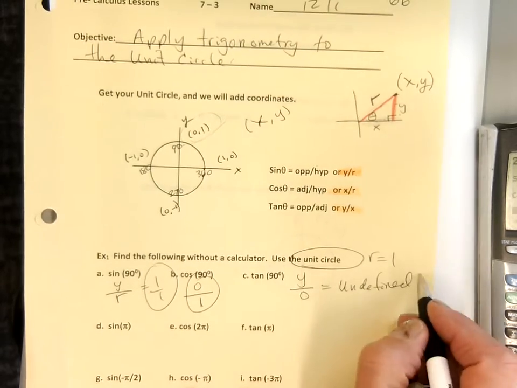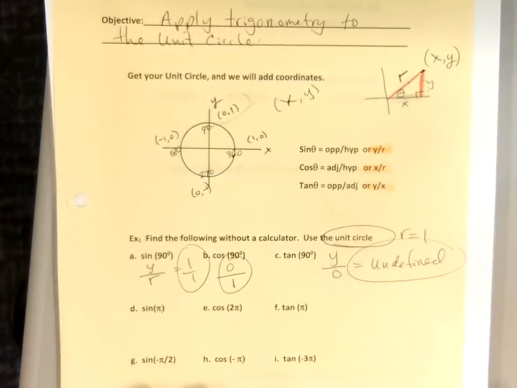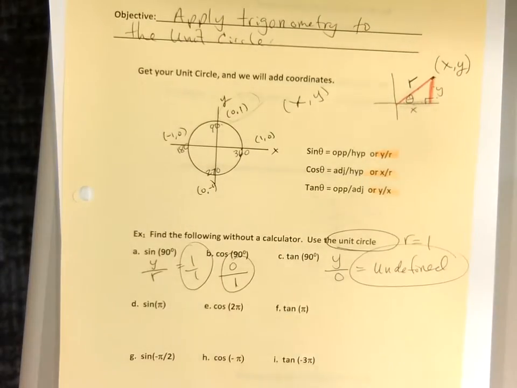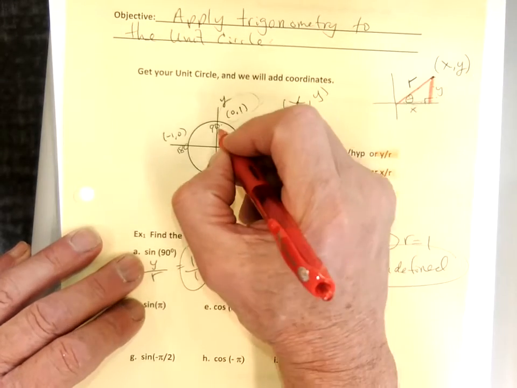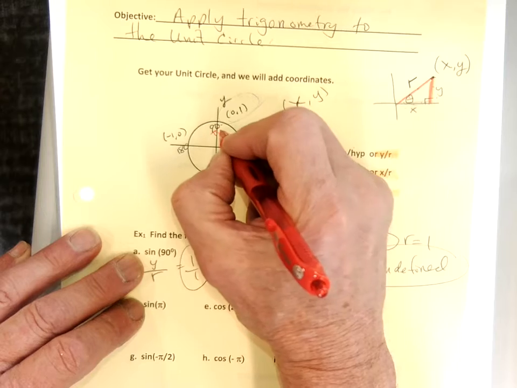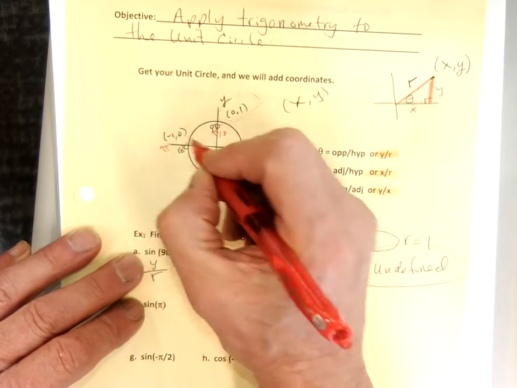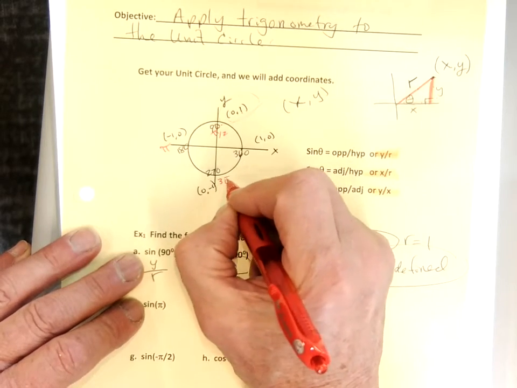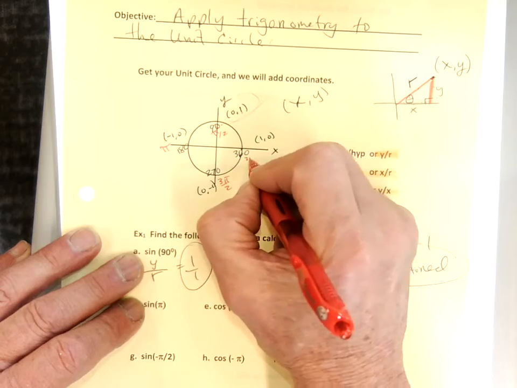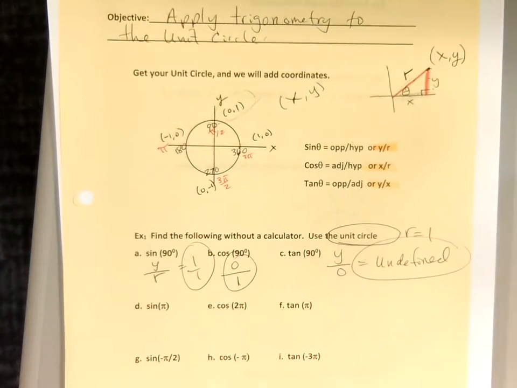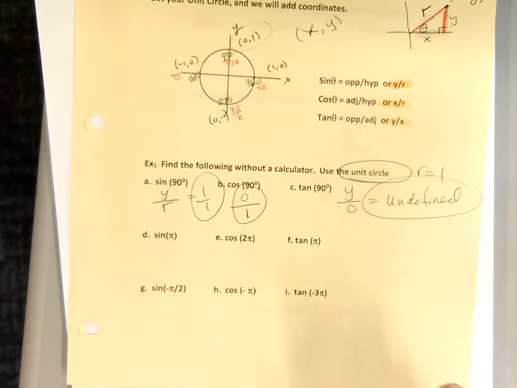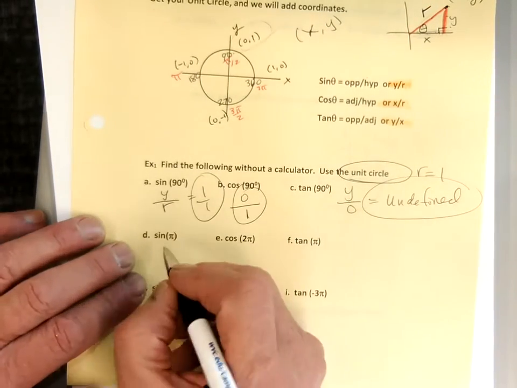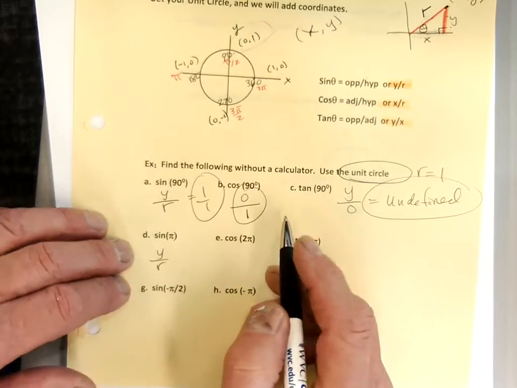Okay, good. Sine of pi. Now, wait a minute. We've got to put our pi. So, we do know this is 0 radians. This is pi halves, pi, 3 pi halves, and this is 2 pi, right? I put my radians in there. Same angle, different names.